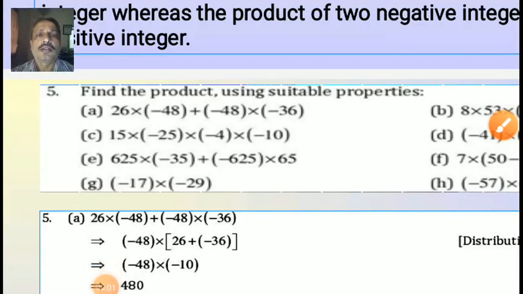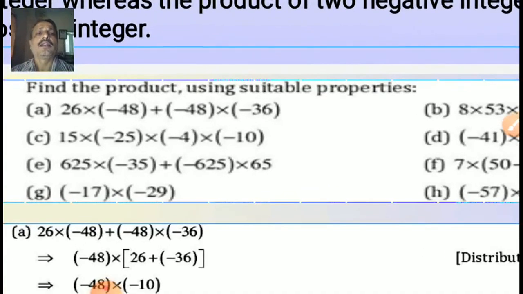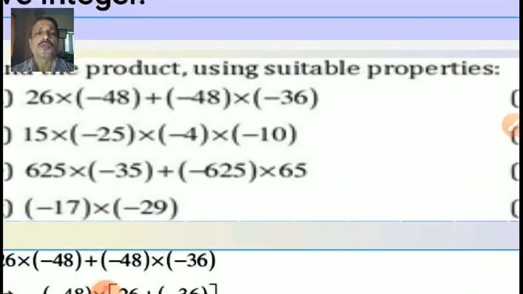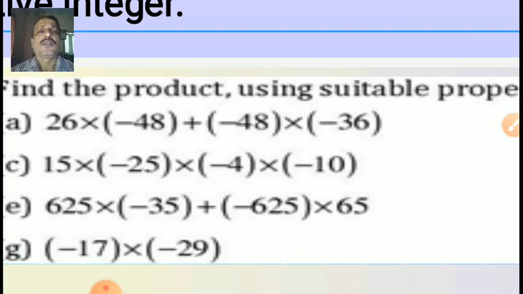Hello student, here is question number 5 of exercise 1.3, Standard 7 Mathematics. Lesson number 1, Integers, exercise 1.3, question number 5. Find the product using suitable properties. Question A is 26 multiplied by minus 48 plus minus 48 multiplied by minus 36.